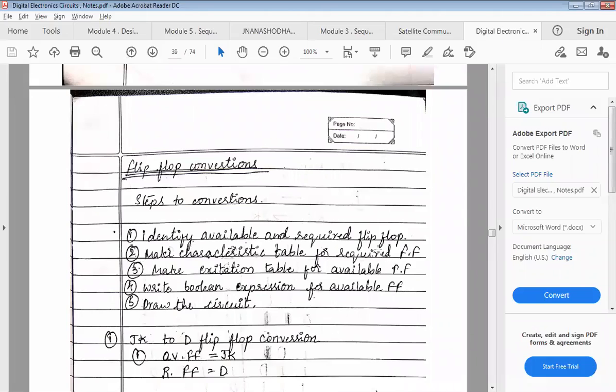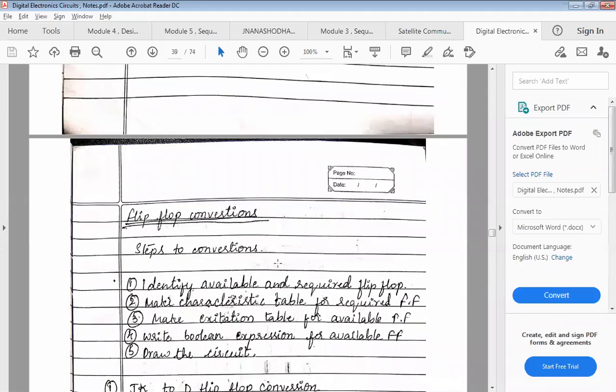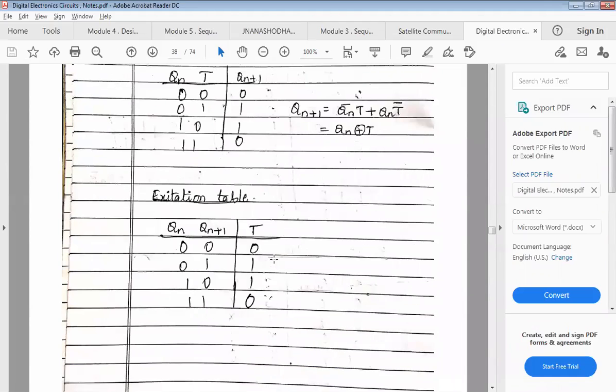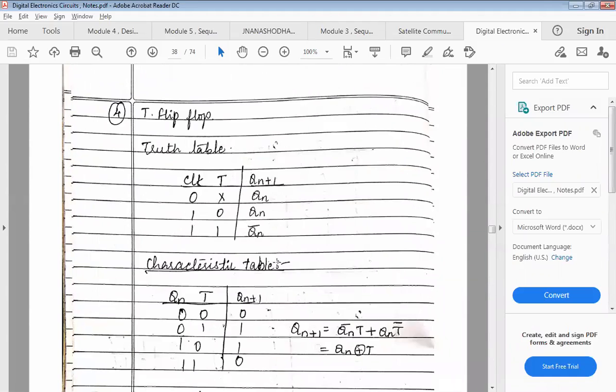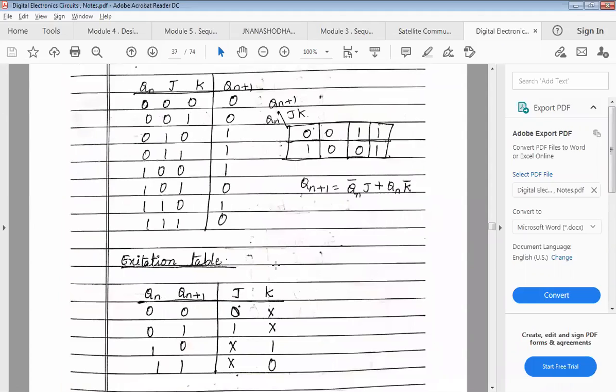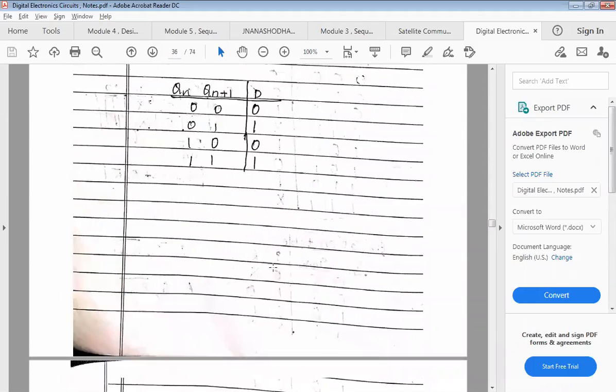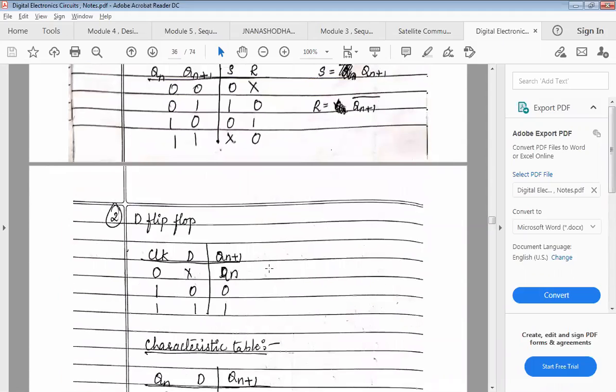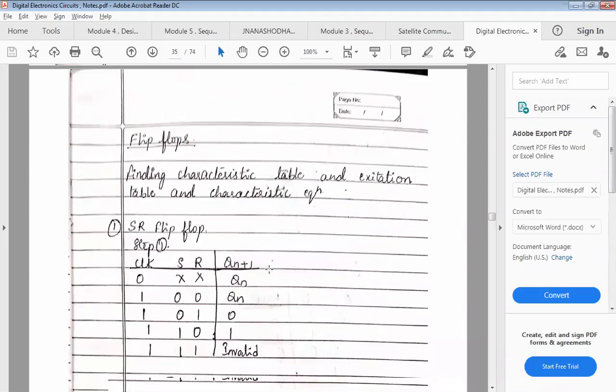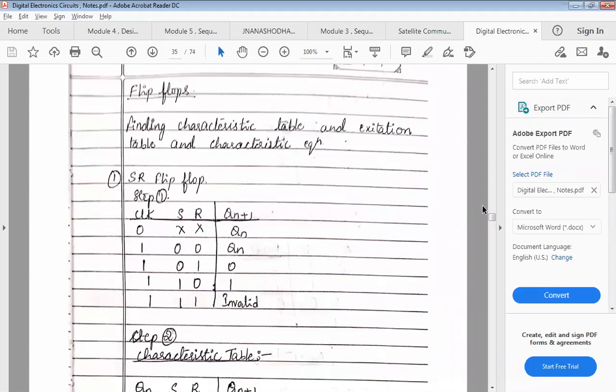If you want to convert from one form to another, this is very much needed, because you need to know the required truth table, the needed truth table, which is the required flip-flop and which is the available flip-flop. So you will have to know the truth table of all these 4 flip-flops. It's a must. Is that fine, all of you? You all are clear with the concepts discussed so far?